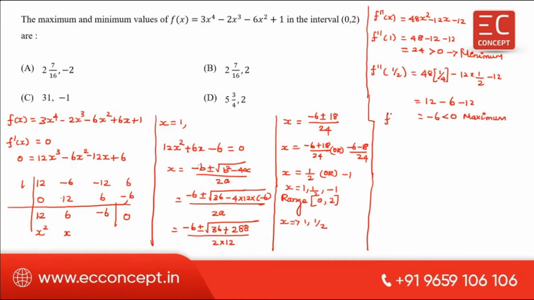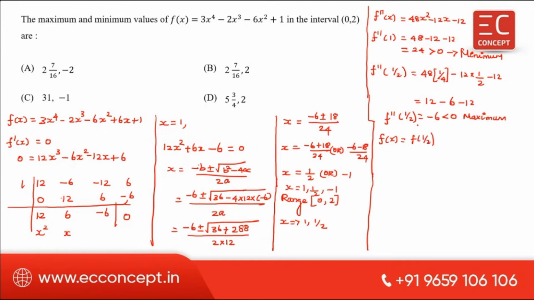So f double dash of 1 by 2. So you got it, f double dash of 1 and f double dash of 1 by 2. Now if you want to calculate maximum and minimum value, what do you have to do? In order to get a maximum, you have to substitute 1 by 2 in our equation. Therefore to get maximum, f of x equal to f of 1 by 2.